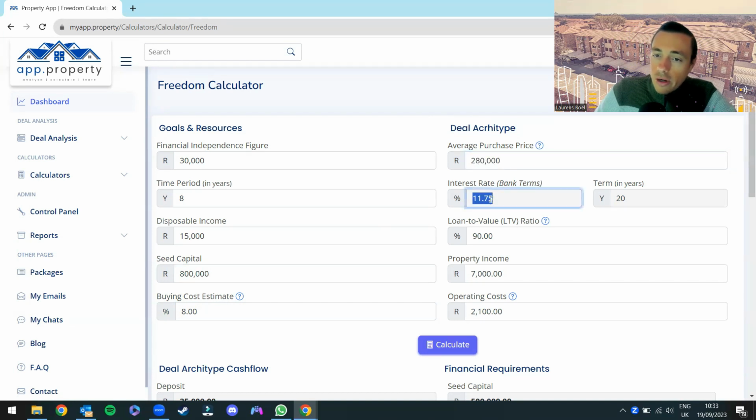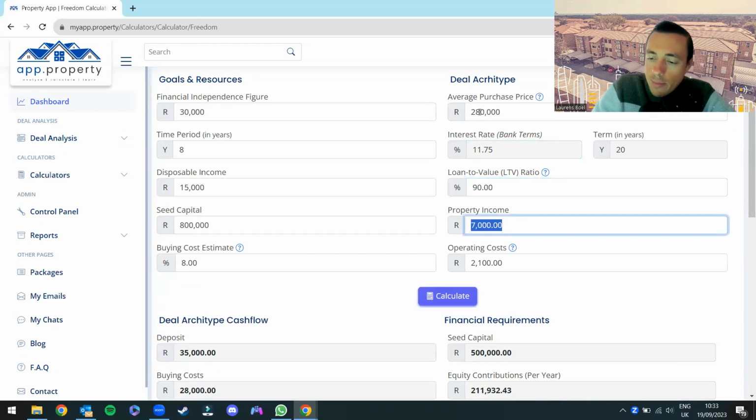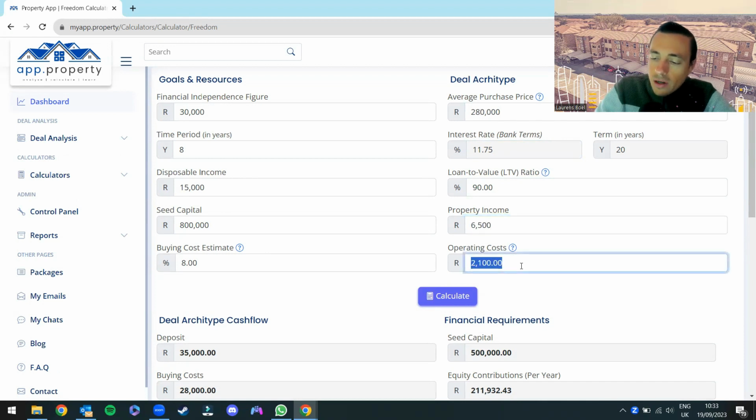I'm going to work on the default 11.75, which is prime at the time of recording this video. I'm going to work on a 90% loan to value. And for a 280,000 Rand property, I'm expecting 6,500 in rental income with OPEX costs of, let's say, 2-3. Okay, so I've put in all my inputs. Now I'm going to click calculate.